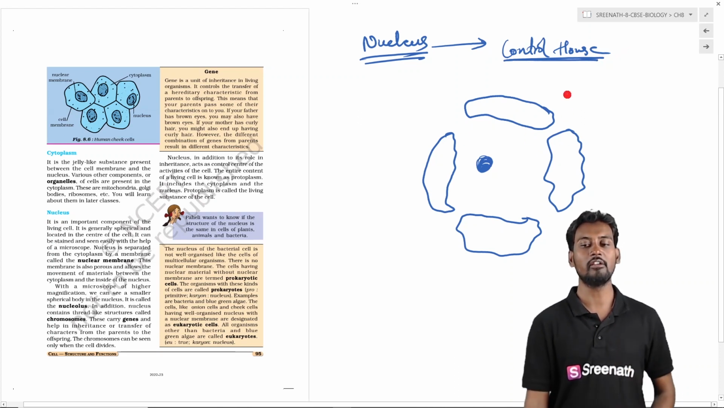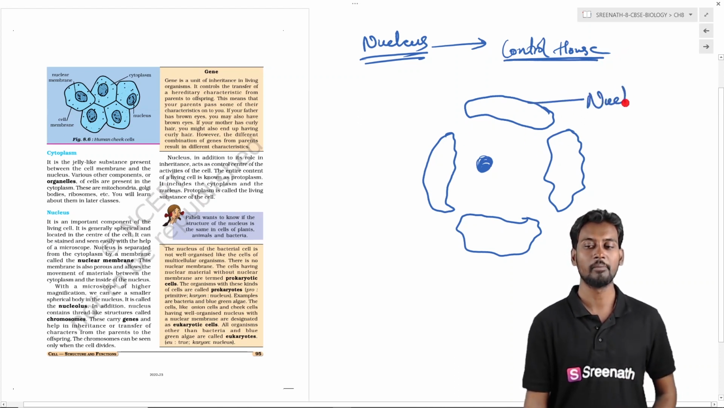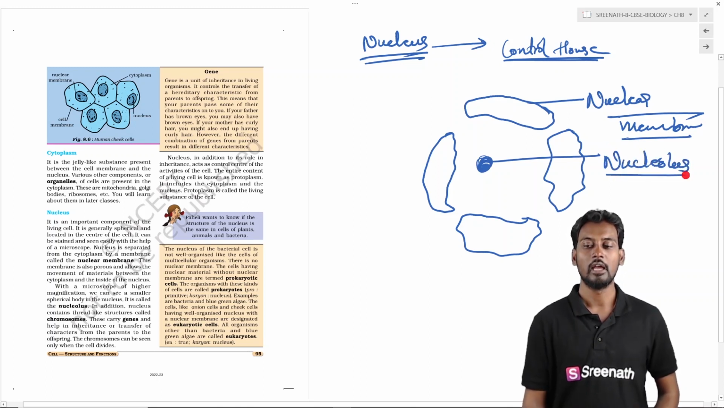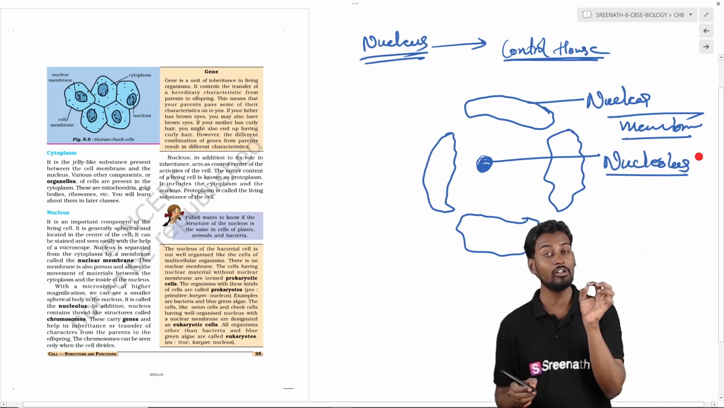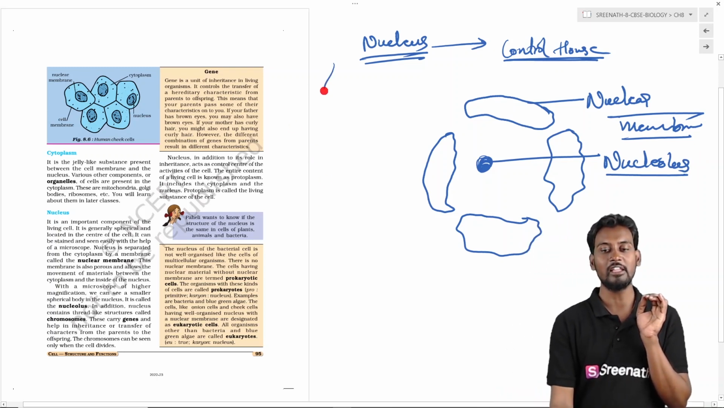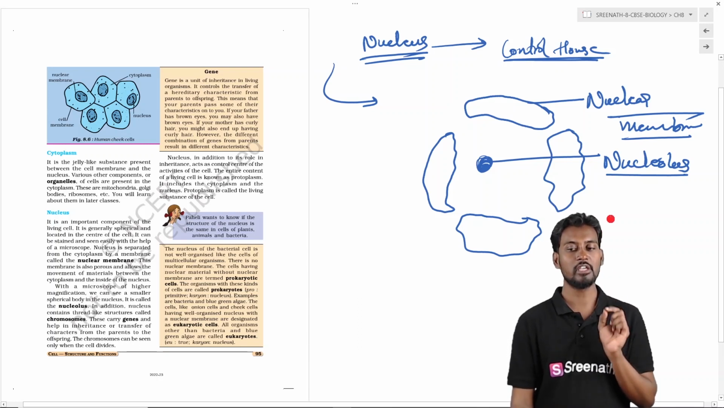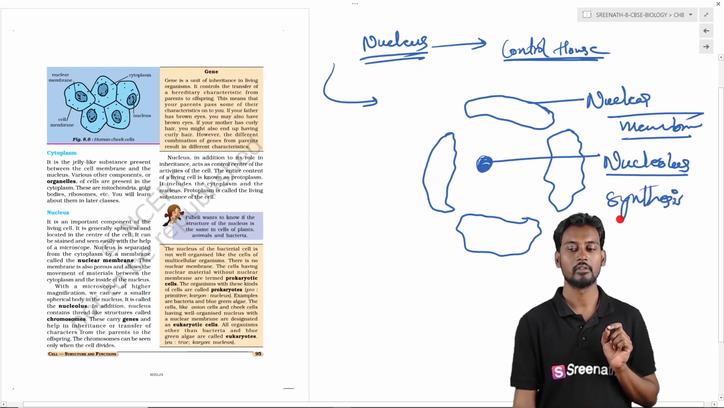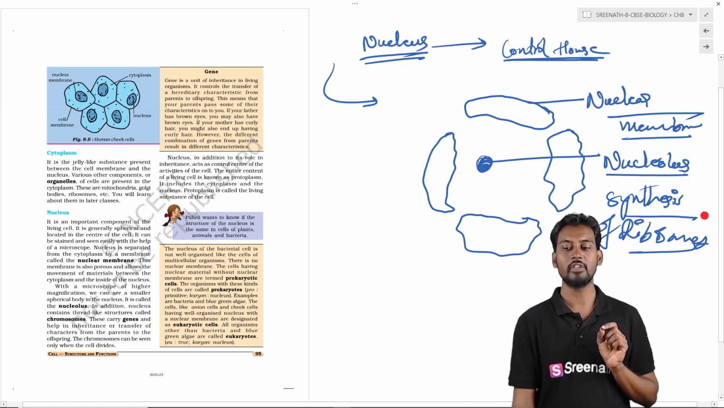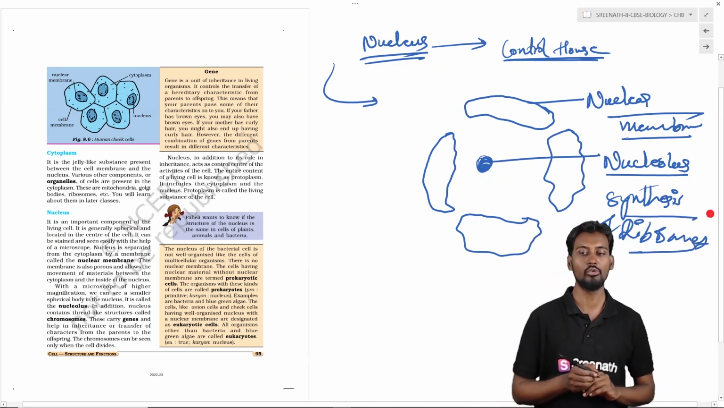The nucleus contains the nuclear membrane, and it also consists of the nucleolus. The nucleolus is the dense part within the nucleus, which is involved in the synthesis of ribosomes.